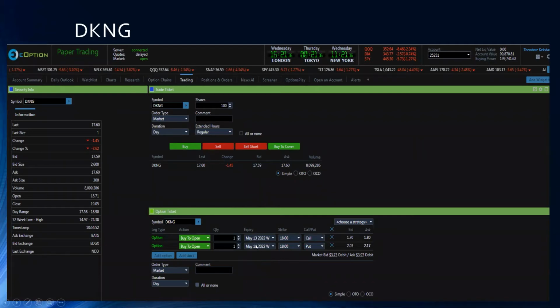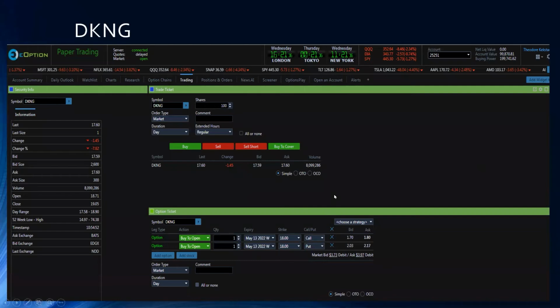Okay, so May 13th is what we chose. You can see here we have the strike price of $18. And then here we have the call, and on the bottom, we have the put. And at the time of this order entry, it gave you both the bid and the ask for both options, telling you exactly what the market bid and market ask debit would be.